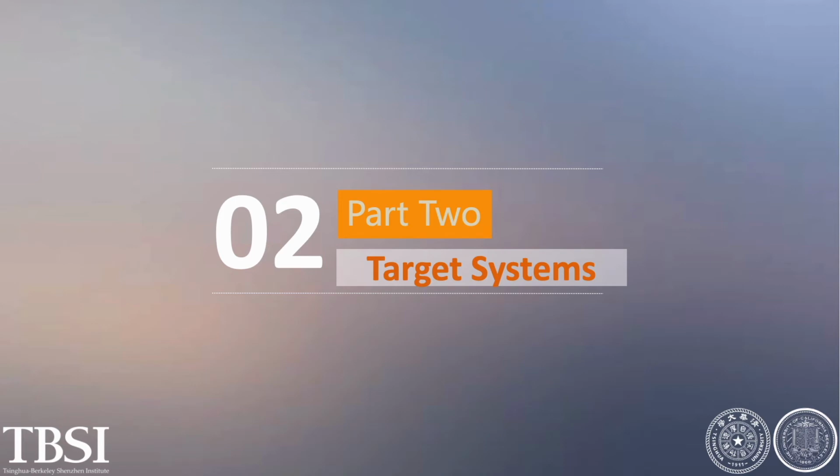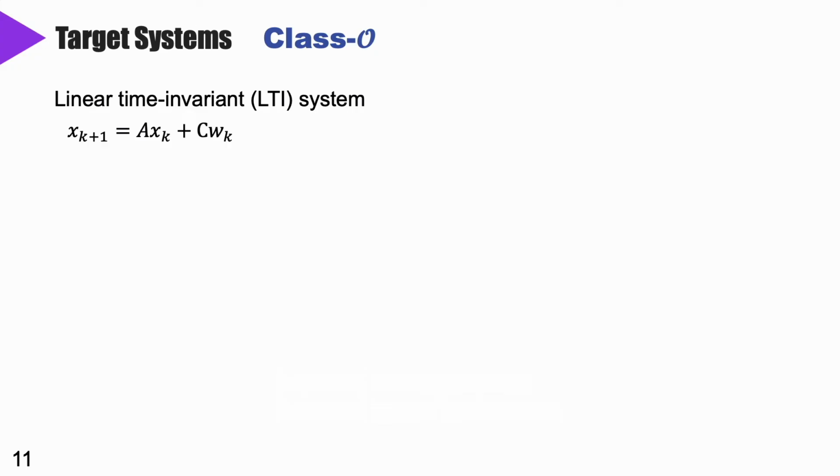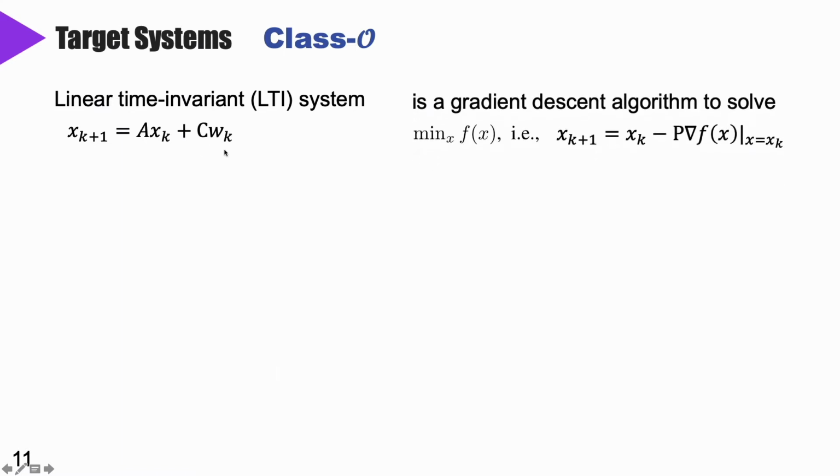Part 2, our target systems. Here, we carefully define the system class O as our target system. For a linear time invariant LTI system, x_{k+1} equals A x_k plus C w_k. It belongs to class O if it is a gradient descent algorithm to solve minimize f(x). That is to say, this equation can be written in the form x_{k+1} equals x_k minus p times gradient f(x).